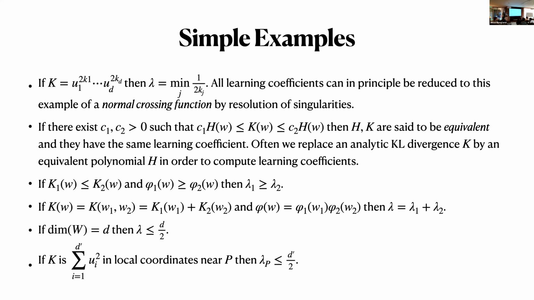I'm just curious, in bounding the RLCT by D on 2, if K is, let's say, a sum of, say, any power series up to D prime, why is it u_i squared? Why not a higher power? Oh yeah. If it was a sum of higher powers, then it would be bounded above by D on 2. Yeah, that'll follow from this.